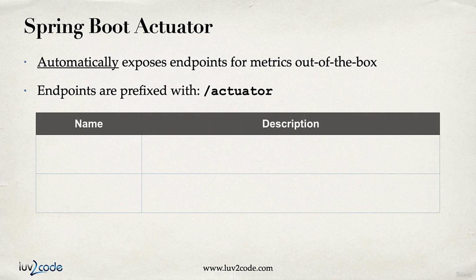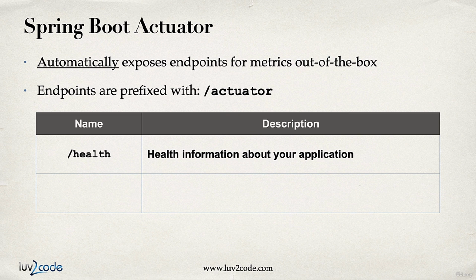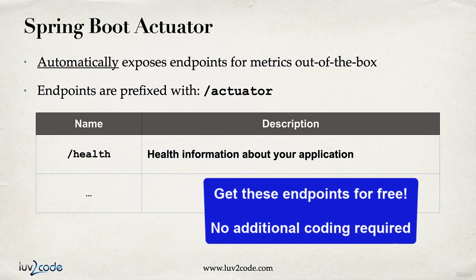Now here are some of the endpoints that we can make use of. So we have /health. This gives you health information about your application. And there's some other endpoints that I'll talk about in a bit. And just remember, you get these new REST endpoints for free. So again, there's no additional coding you have to do. You simply add that item to the actual Maven dependency for Spring Boot Actuator, and you're ready to go.